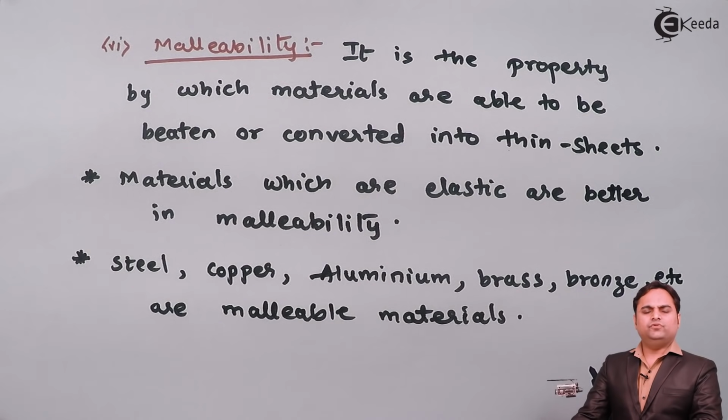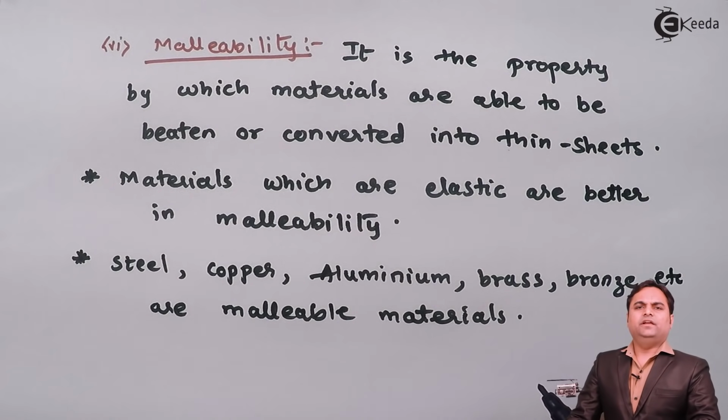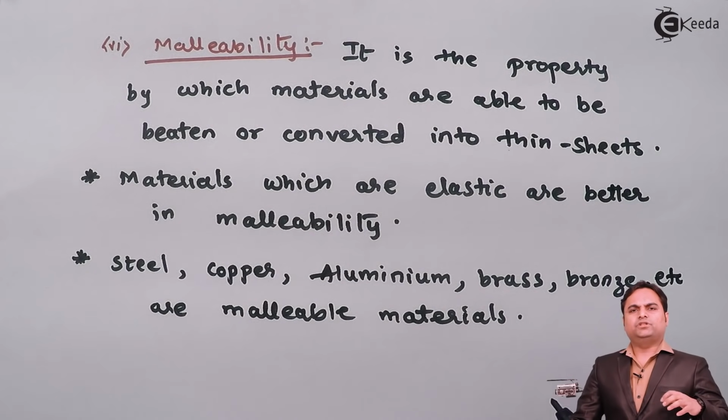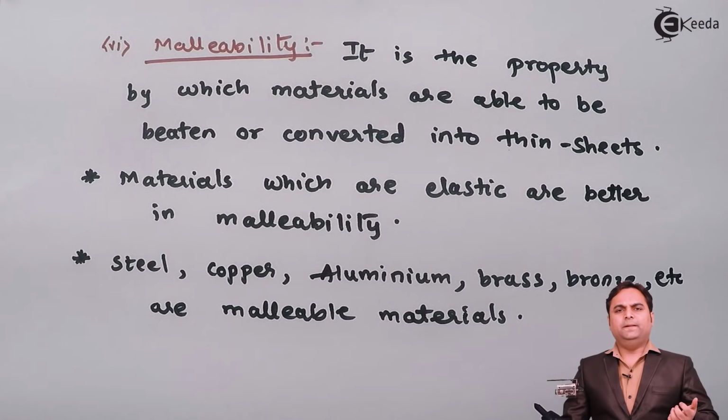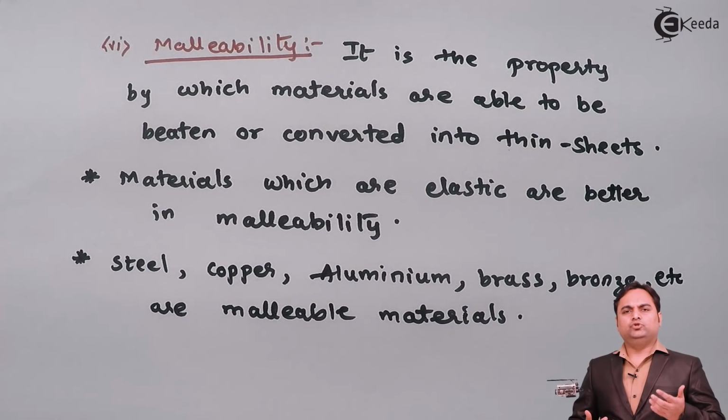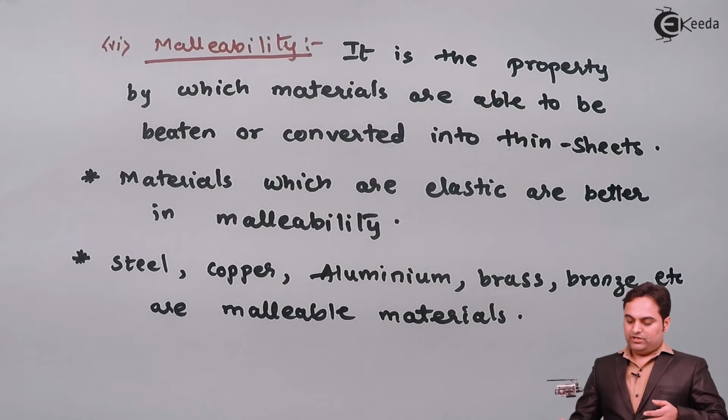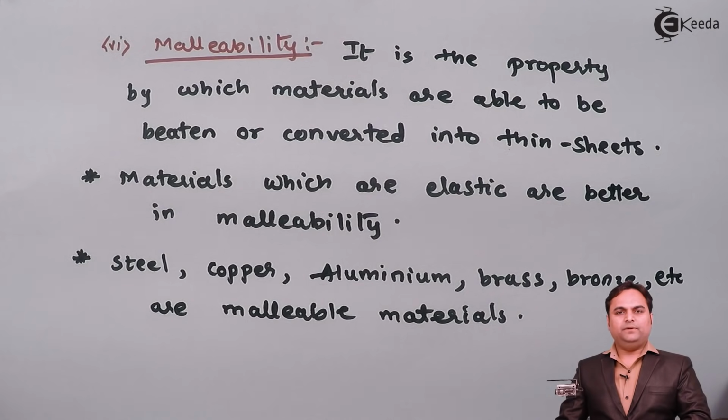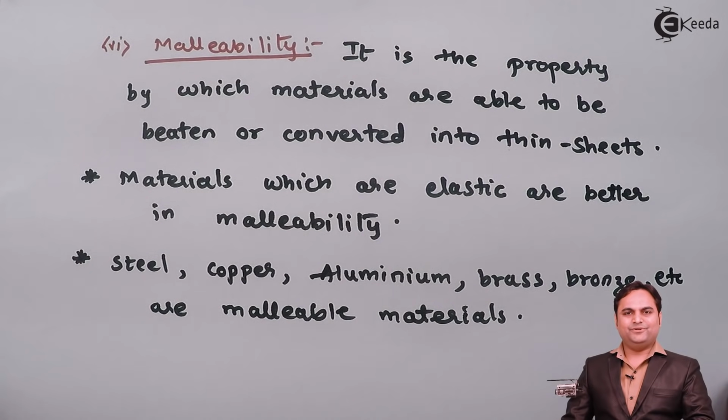and the thin sheets which we get from malleability, they can be used for a number of applications, like they can be used to produce some components out of sheet metal. That sheets, they can be used for roofing, for the ceiling purpose, and they can even be used for waterproofing. So some of the applications we have seen for malleability, and we have understood the definition part also.